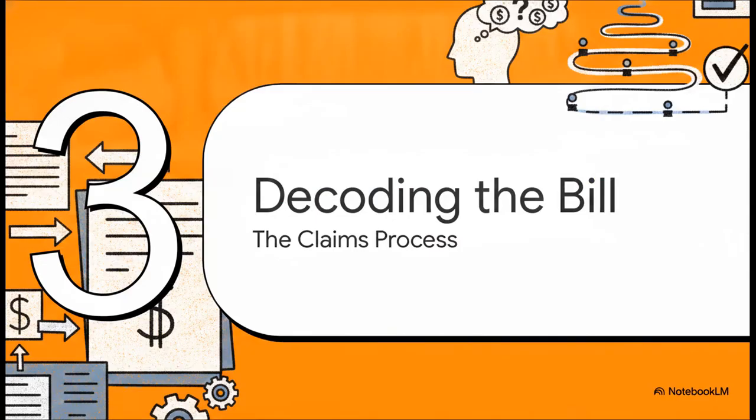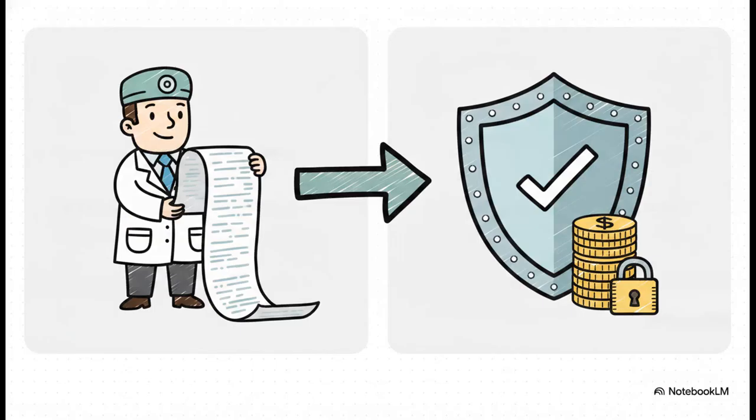All right, let's look at Section 3, Decoding the Medical Bill. Okay, here is where the numbers game truly begins. You absolutely have to understand the massive difference between the billed amount and the allowed amount. The billed amount is just what the doctor charges. They can essentially charge whatever they feel is fair.